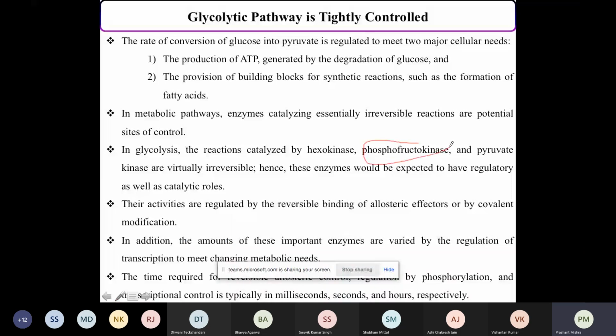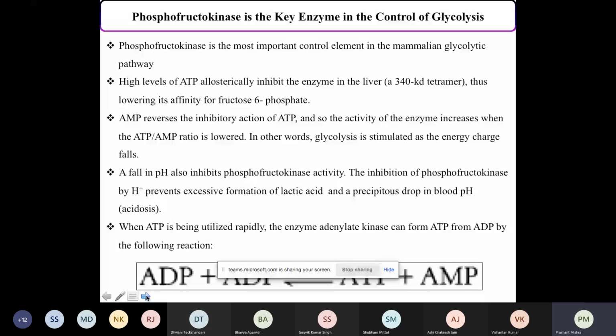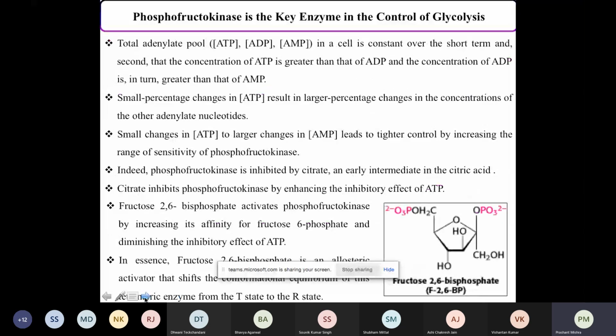So this phosphofructokinase, and what is the role of phosphofructokinase? It is the enzyme which converts fructose 6-phosphate to fructose 1,6-bisphosphate. And as we said, there could be control by different mechanisms. Today we are going to talk about how phosphofructokinase is being controlled. Yesterday we talked a little bit about this. So let us come to the controlling molecule.